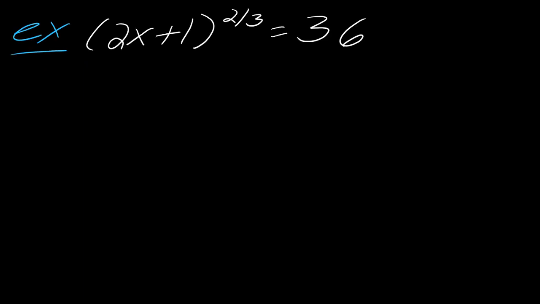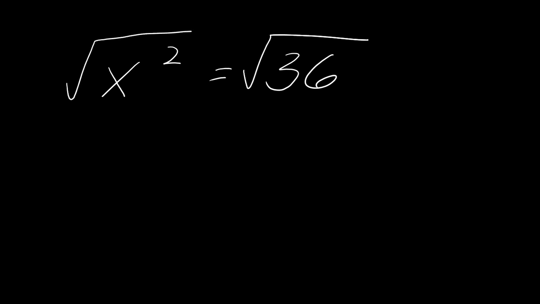Okay, for our next one, this one's actually a little bit of a brain teaser. When you first think about this, I've got 2x plus 1 to the 2/3 equals 36. And you might be tempted to just take each side to the 3/2. But there's actually a little bit of an issue with that.